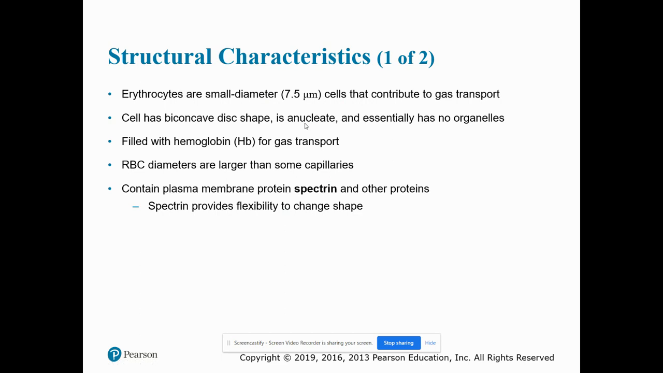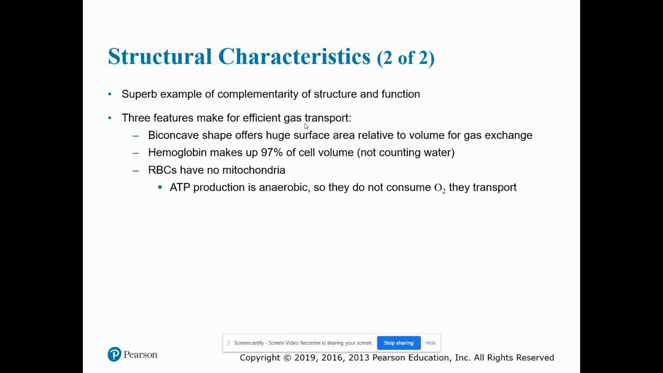And what this is going to do is help it transport oxygen. The erythrocyte is anucleate, has essentially no organelles. It's filled with hemoglobin for gas transport, which is great. And red blood cell diameters are larger than some capillaries. And then the plasma membrane has this protein called spectrin, as well as some other proteins. But what spectrin does is it provides flexibility to change shape.